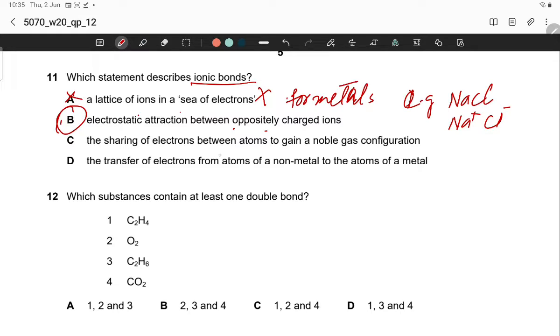Sharing of electrons between atoms to gain a noble gas configuration. This is incorrect for ionic bond. Sharing of electrons is in covalent bond, between non-metals. So this is also incorrect. The transfer of electrons from atoms of a metal to atoms of a non-metal. So this is also incorrect.